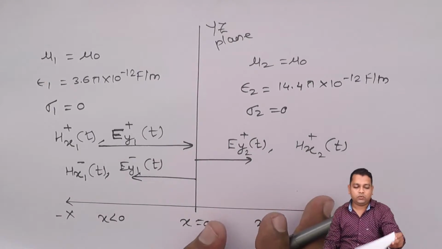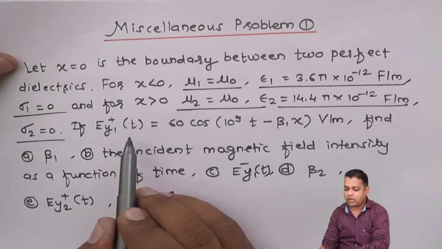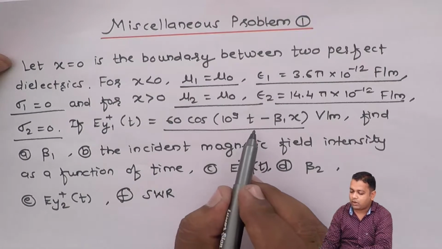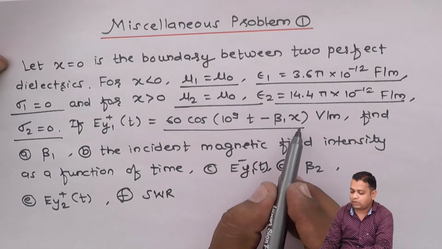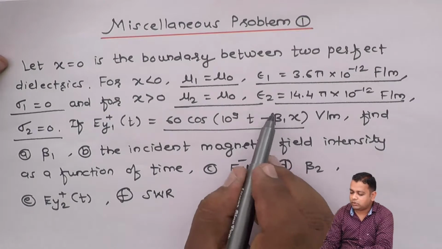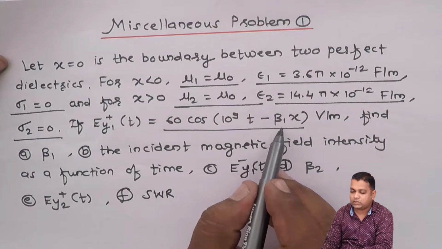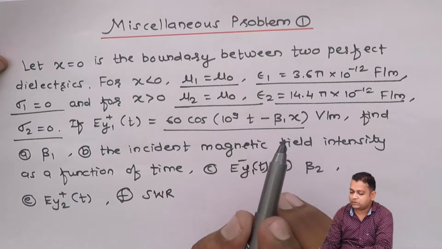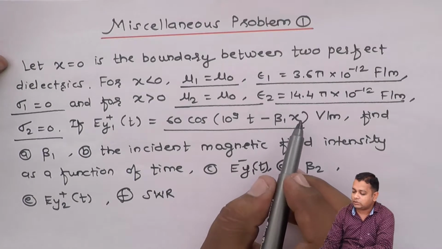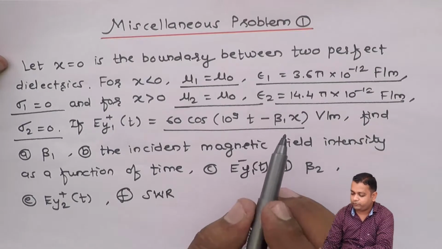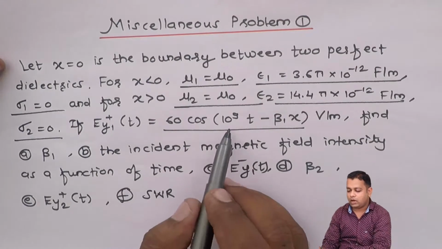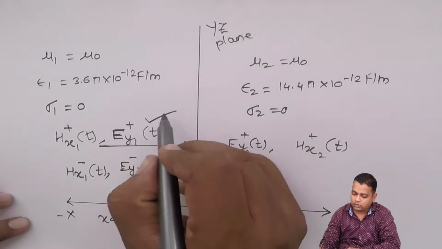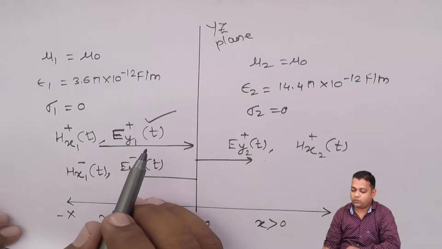So here we are given Ey1 as a function of t equal to 60 cosine of (10 raised to the power 9 t minus beta 1 x). So the phase shift constant in medium 1, beta 1, is there. It is with the minus sign before x, which means the direction of propagation of the wave is along the positive x direction. So we have the magnitude, and we have omega. So Ey1 is given as the incident wave.